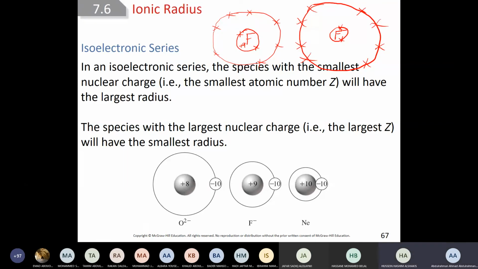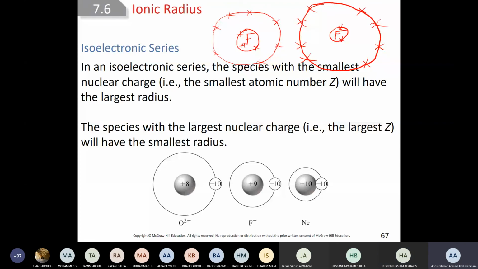The number of electrons becomes 8. What will happen to the electrons with each other? They repel each other. And because they repel each other, what will happen to the size? Increase. All right.